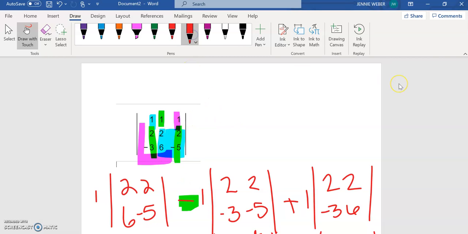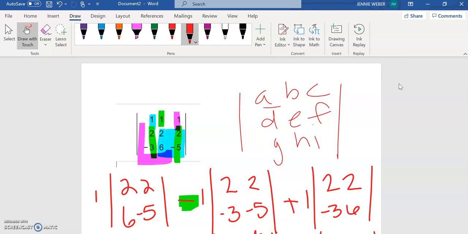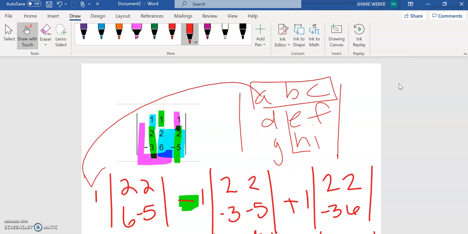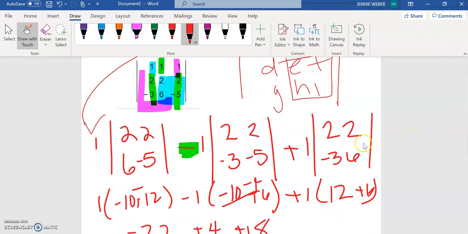So the trick really is realizing how this works. When I have a matrix here, A, B, C, D, E, F, G, H, I, as you go through them, they're going to come out to each of these, and then you're going to take the chunk that's not under it, and that becomes your determinant. So it's just realizing that relationship to get it done. And then you just do a lot of 2x2 matrices.